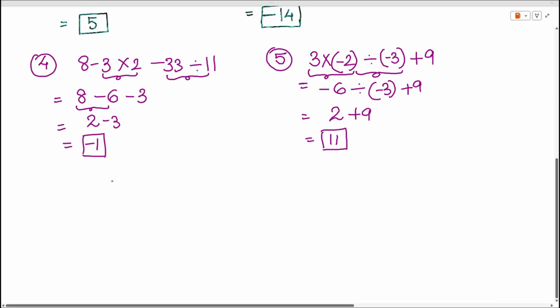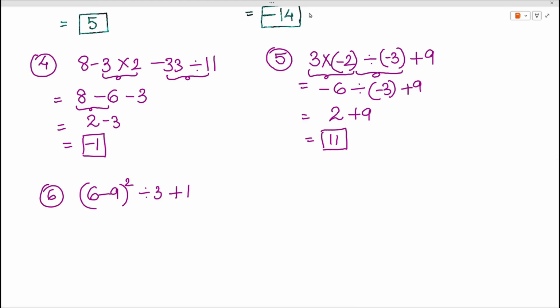Now let us try a question with exponents. So in this question, we'll first do this operation as it is written in the bracket. So 6 minus 9 is a -3 squared divided by 3 and plus 1. Now we would do the square of -3. So square of -3 is -3 times -3, which gives us a 9. 9 divided by 3 plus 1. 9 divided by 3 now gives us a 3. And plus 1 is just equal to 4.